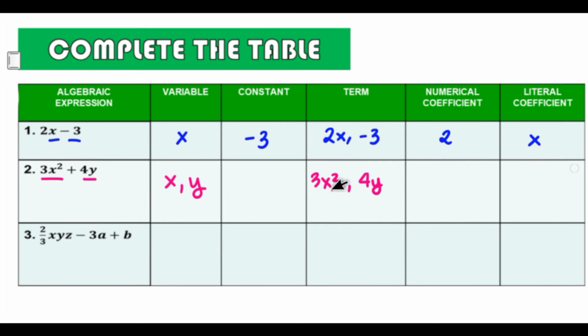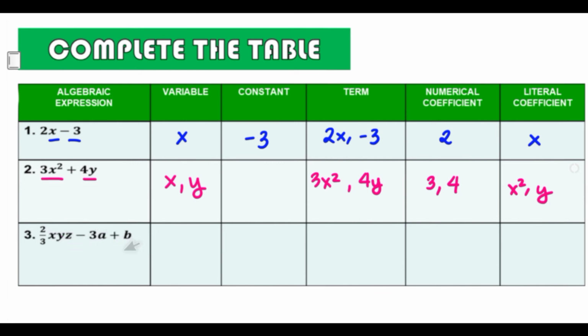And then, for the numerical coefficient, tingin tayo dito. So, dito muna tayo sa 3x squared. Ang number part dyan ay 3. And then, sa 4y, ang number part ay 4. Then, for the literal coefficient, ang kasama ni 3 ay x squared. And then, ang kasama ni 4y ay y. So, that's it for number 2. Now, let's proceed to number 3.